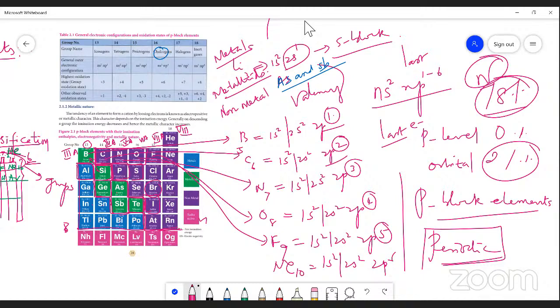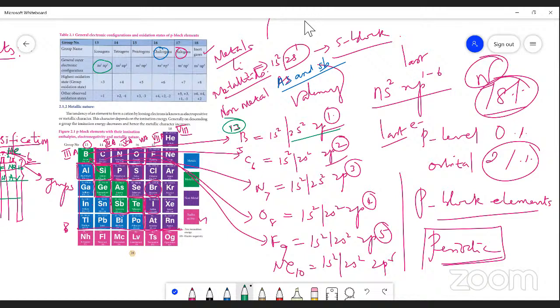I have given a very clear general electronic configuration for each and every group of the elements. So that you know, this is a group 13 element, whose electronic configuration is ns2np1. Now what is the meaning of ns2np1? Here you come to know boron is 2s2 2p1.